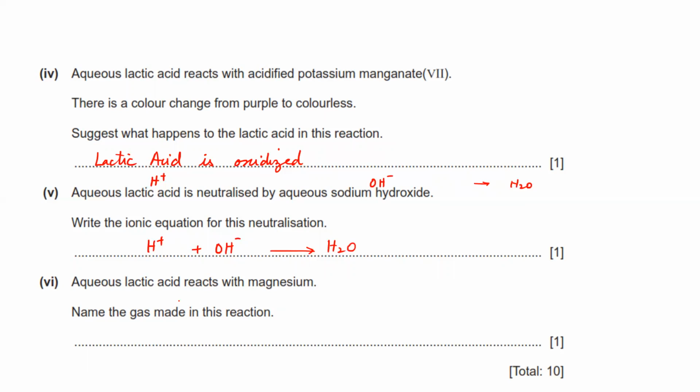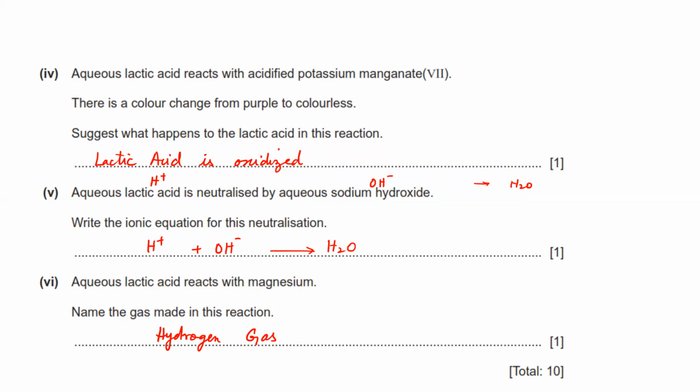Then part 6, it says aqueous lactic acid reacts with magnesium. So the acid reacts with the metal. Name the gas that is produced in the reaction. Whenever an acid reacts with a reactive metal, hydrogen gas is produced. So just simply hydrogen gas. So it seems pretty simple at the moment. So this is how this question ends.